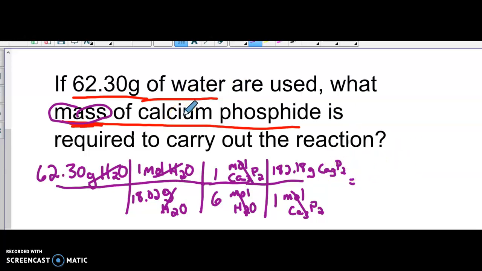So we're going to do our 62.3 times 182.18 divided by parentheses 18.02 times 6, close parentheses, and I get 104.97 grams of Ca3P2. So do that, check, make sure you get the same thing as I do. Let's do one other one together just to make sure.